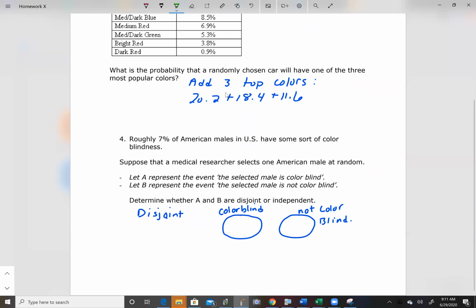Roughly 7% of American males in the US have some sort of color blindness. Suppose that a medical researcher selects one American male at random. So they either A, select a male that is colorblind, or B, select a male that is not colorblind. So these are disjoint. If you did your Venn diagram, all of the colorblind people would be in one circle, and all of the not colorblind people would be in the other circle, and there would be no overlapping. They would be disjoint.